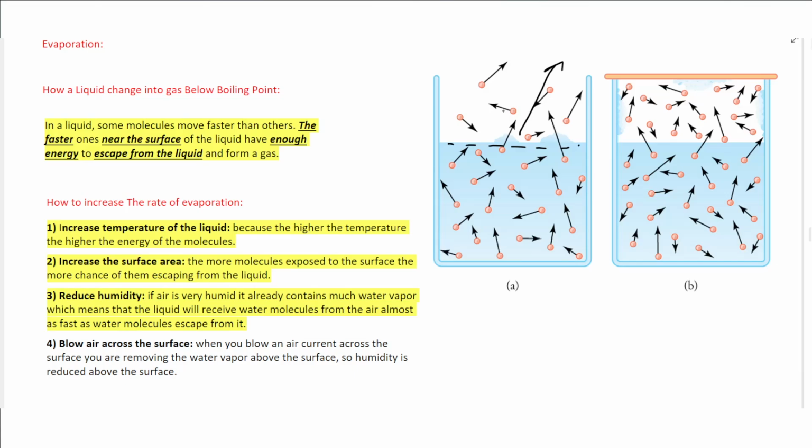We must mention that the most energetic molecules escape, and that they escape from the surface, and that they gain enough energy to break intermolecular forces. Now, to increase the rate of evaporation, you can increase the temperature, which increases the energy, so it is easier to escape. You can increase the surface area, so more molecules will be at the surface. You can reduce humidity, which decreases the concentration of vapor in the surrounding air, so it will be easier for more vapor to be formed. Or blow wind over the surface area. Blowing wind decreases the humidity. It removes the water vapor from above the surface.